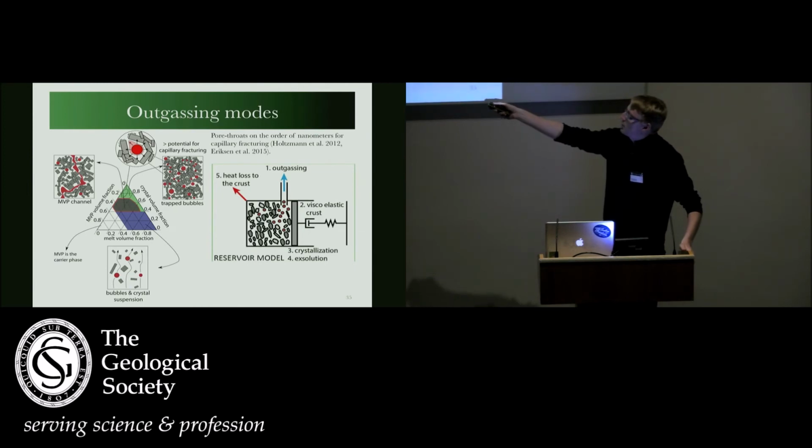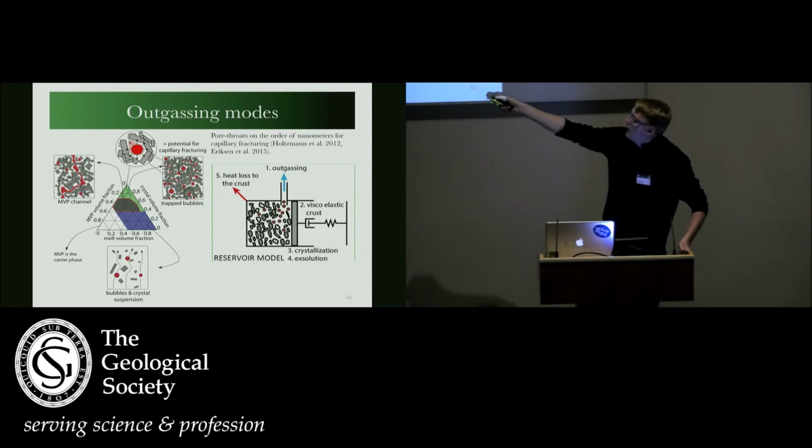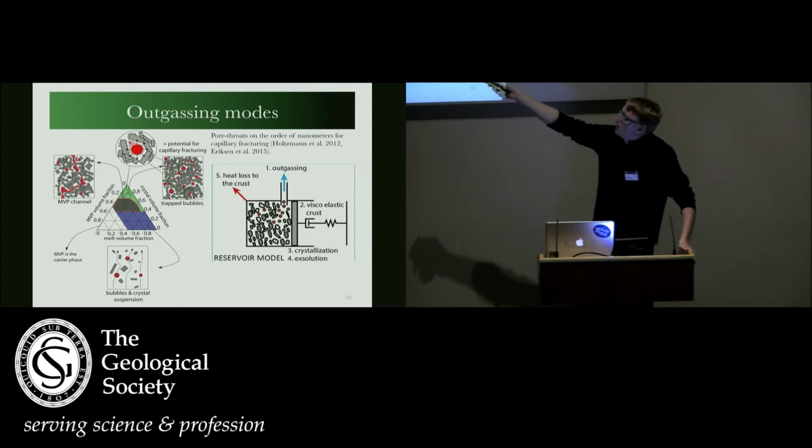When you hit this threshold here, you enter into this grayish region where you can start to form these gas channels because you have enough crystals to support the structure and push these bubbles into this channel formation. But of course you need to have enough gas to do that, and if you're below this amount, you're in the green zone, and then you have these trapped bubbles.